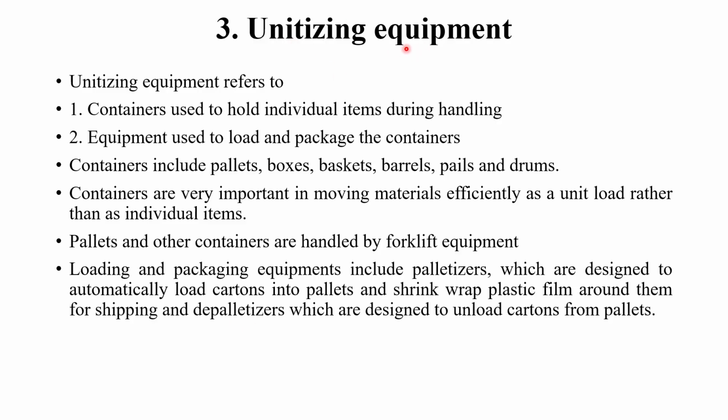Next, unitizing equipment in material handling. Unitizing equipment is nothing but the container which is used to hold the individual items during handling. It may also be equipment used to load and package the container. The containers include pallet, box, basket, barrel, totes and drum. Conveyors are very important in moving material efficiently as a unit load rather than individual items. Pallets and other containers are handled by forklift equipment.